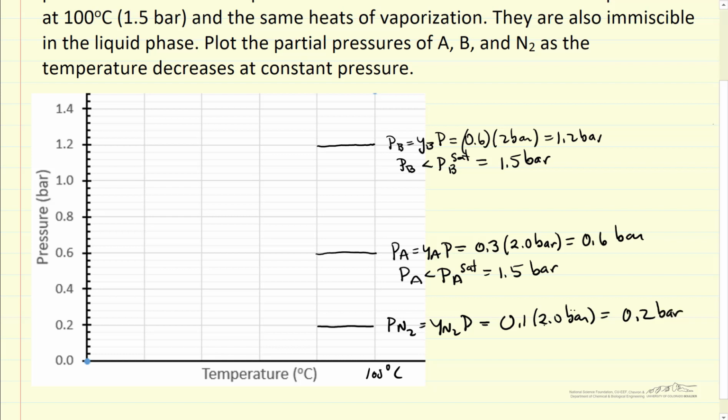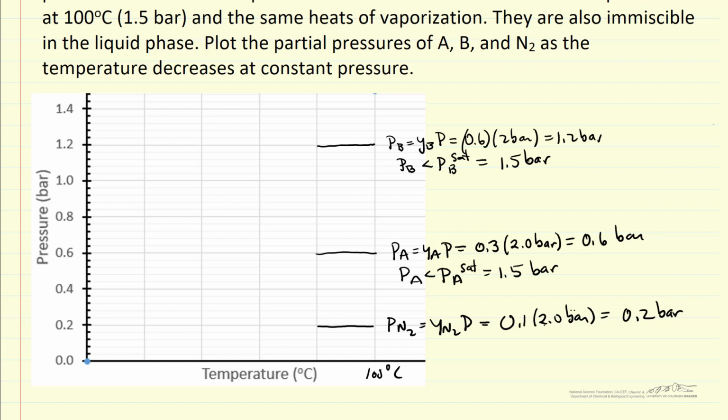So something to point out, as we lower the temperature, we're going to lower the saturation pressure. And in this problem, we have this, if you like, artificial condition that both A and B have the same saturation pressure at 100 degrees, and they have the same heat of vaporization. So when you look at the Clausius-Clapeyron equation, it means at all temperatures, they're going to have the same saturation pressure. And that just makes it easier to make this graph for this problem.